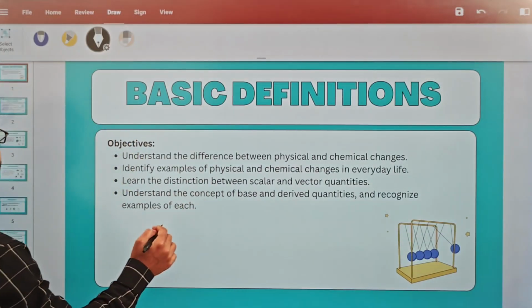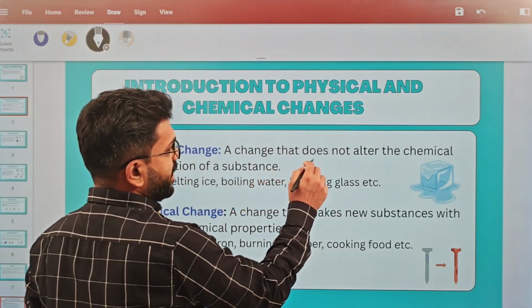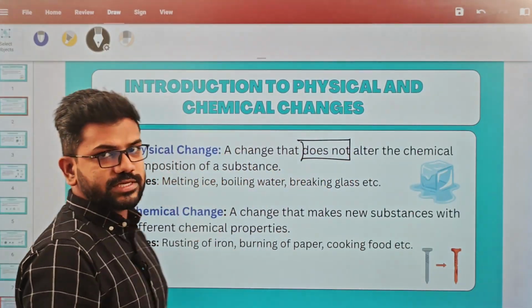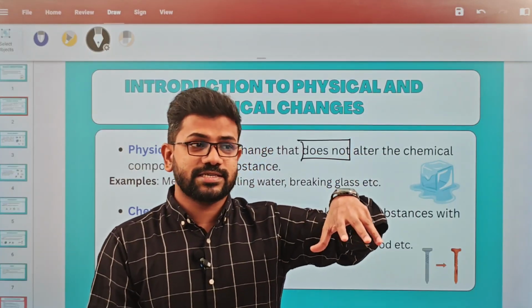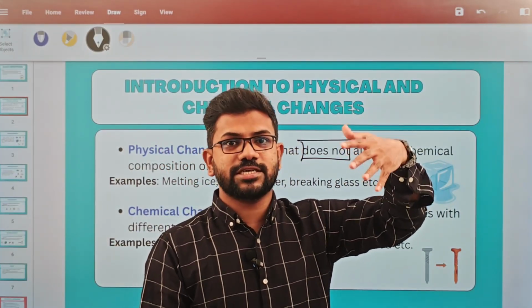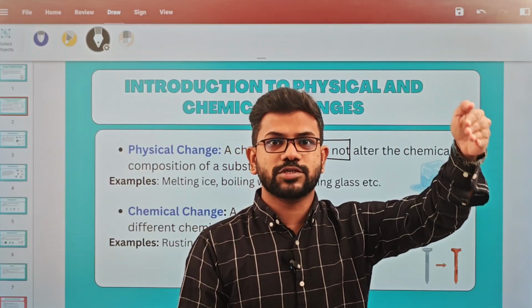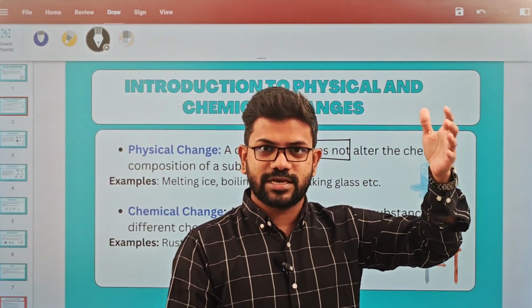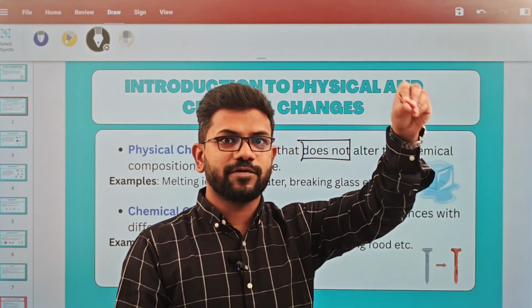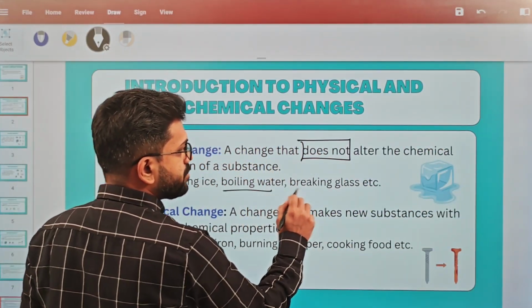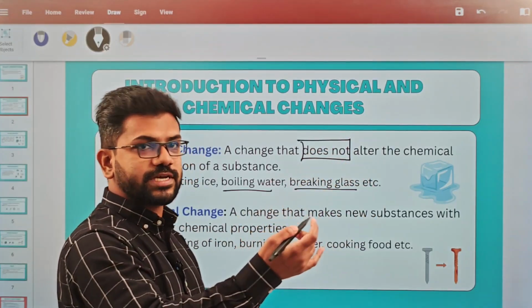So to begin with, physical change is a change that does not alter the chemical composition of a substance. Let's say melting of ice. When ice melts, you get water. It's just changing its physical form, solid into liquid. Water is not changing into something else. It's just water from solid form into liquid form. So it's a physical change. Similarly, boiling water, breaking glass, these are physical changes.